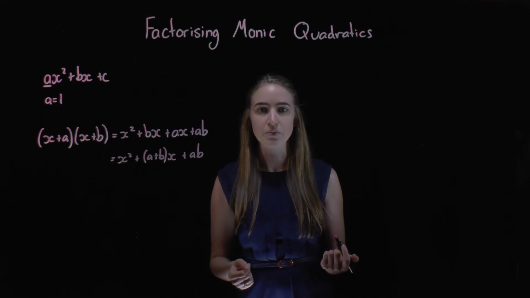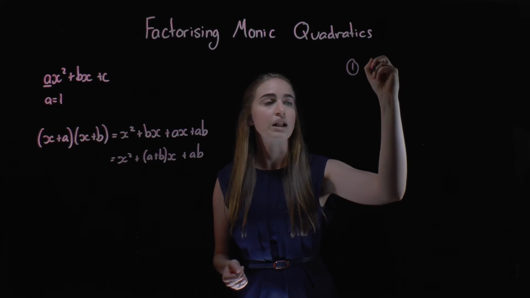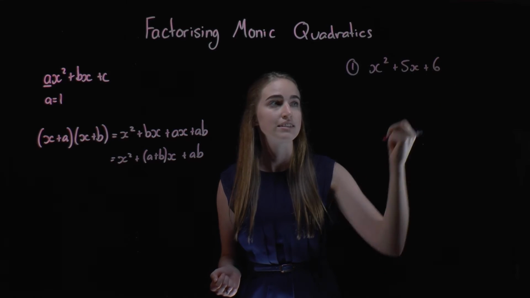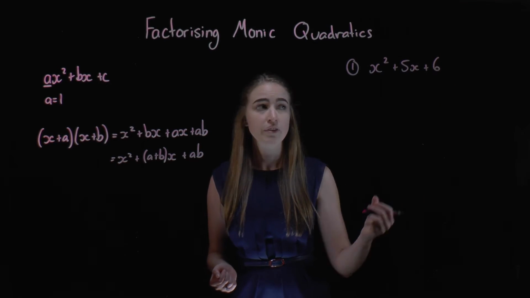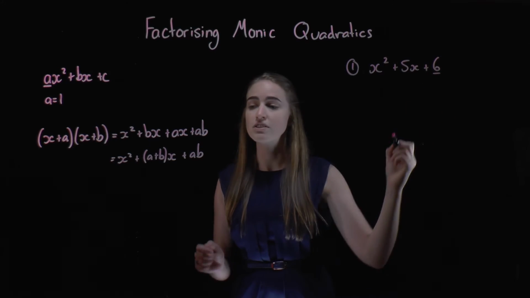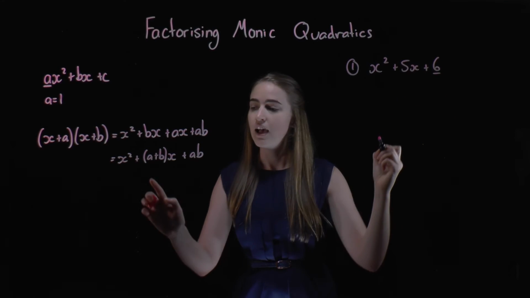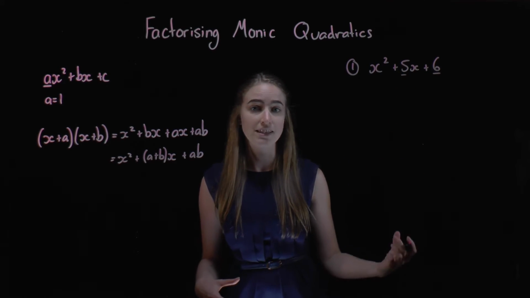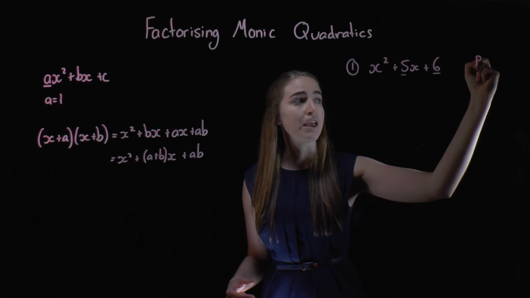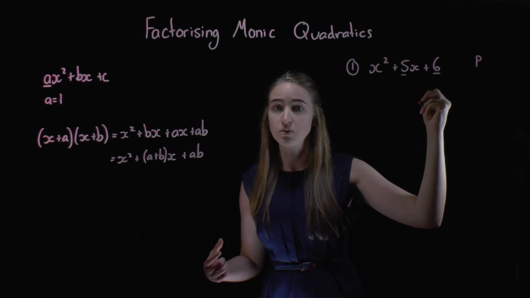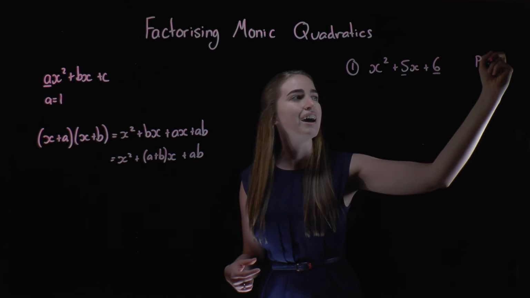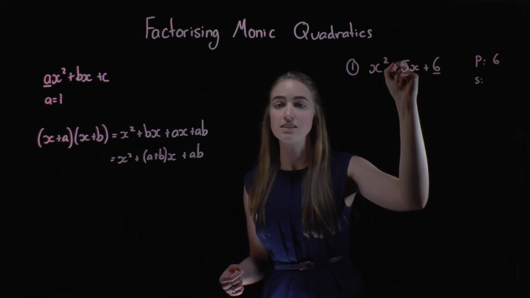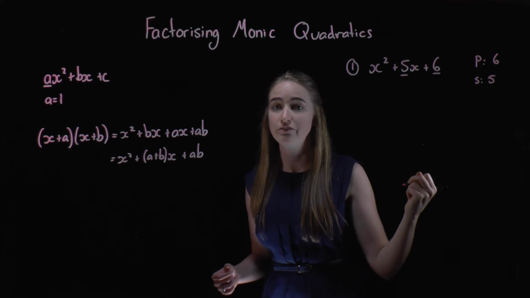Let's have a look at an example. So our first example, we're going to have a look at x squared plus 5x plus 6. Now we want to factorise that. So we want to find two numbers that multiply together to give 6 and that add together to give 5. So we're going to do something called the PSF method. Down the side we're going to write P for product, and we know that the product, the two numbers multiplied together, has to be 6. Our sum, so our S, has to be 5, so our two numbers have to add together to give 5.